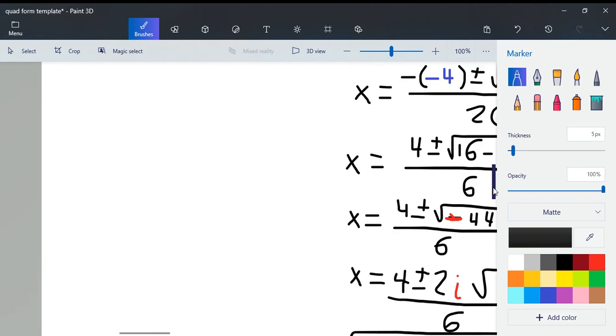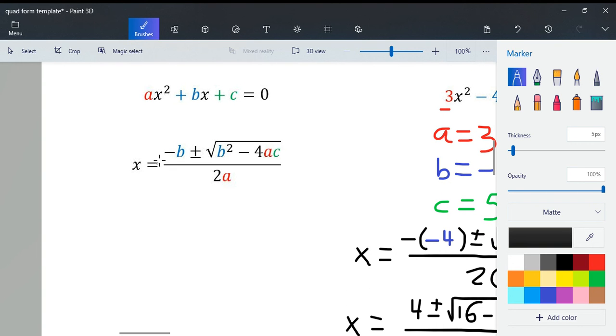Let's sing it one last time for good measure. X equals negative b plus or minus the square root of b squared minus 4ac, all over 2a.